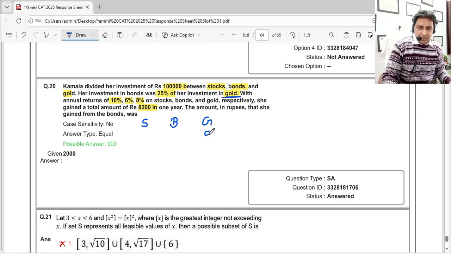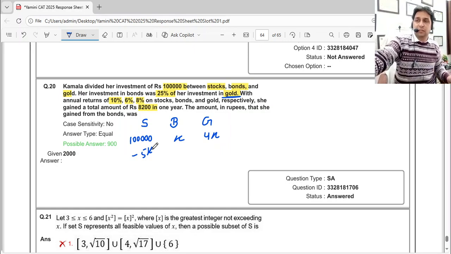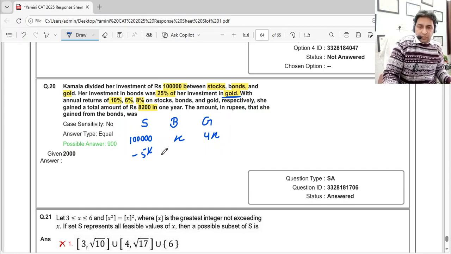So on the gold, let's say she invested 5x, and bonds were then 4x. Sorry, no, 25%, not more, only 25%. So let's take it 4x, and this is x. Now this is 25% of the gold, and the remaining for stocks is going to be 1 lakh minus 5x.